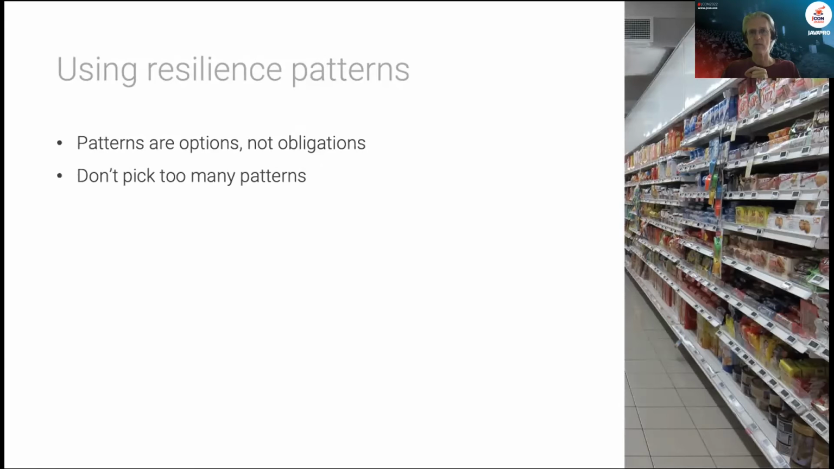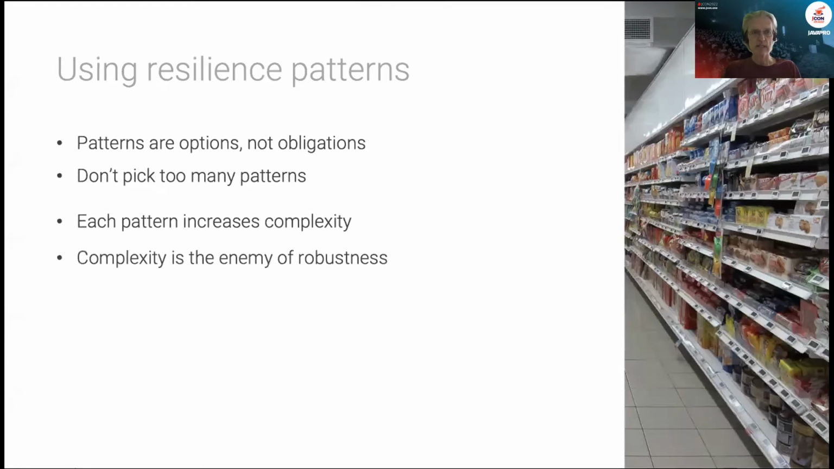Try to get along with a few ones, because each pattern increases the complexity of your code. And harder to read code is harder to maintain. More errors and bugs slip in and so on. And so in the end, your code will become more brittle instead of more resilient if you do too many patterns. So there's a sweet spot somewhere between doing nothing and doing too much. And if you do too much, you increase your complexity, and complexity is the enemy of robustness. And you need robustness to implement resilience.